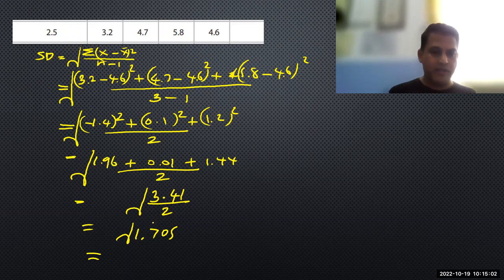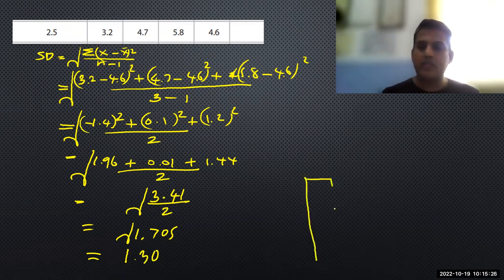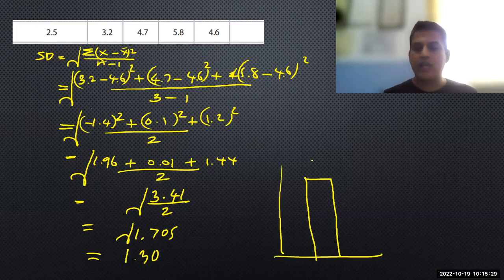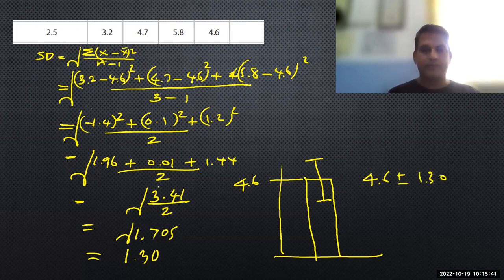Then I'm going to calculate the standard deviation. The root of 1.705 is 1.30. Okay, this is the standard deviation, and the mean value is 4.6, and I can show 1.3 up, 1.3 down. If I write it in numbers, plus or minus 1.30. Right, so we continue to the next part of the question.